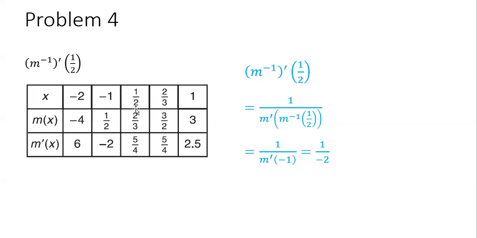Don't get confused with this half over here. Don't pick 2/3. M inverse of half is -1, swapping the input and output. So the input of m inverse is the output of m. So this is the output right here, this row. So half is here. That's why m inverse is -1. So we want m prime of -1. What's m prime of -1? That's right here, -2. So the answer is -half.